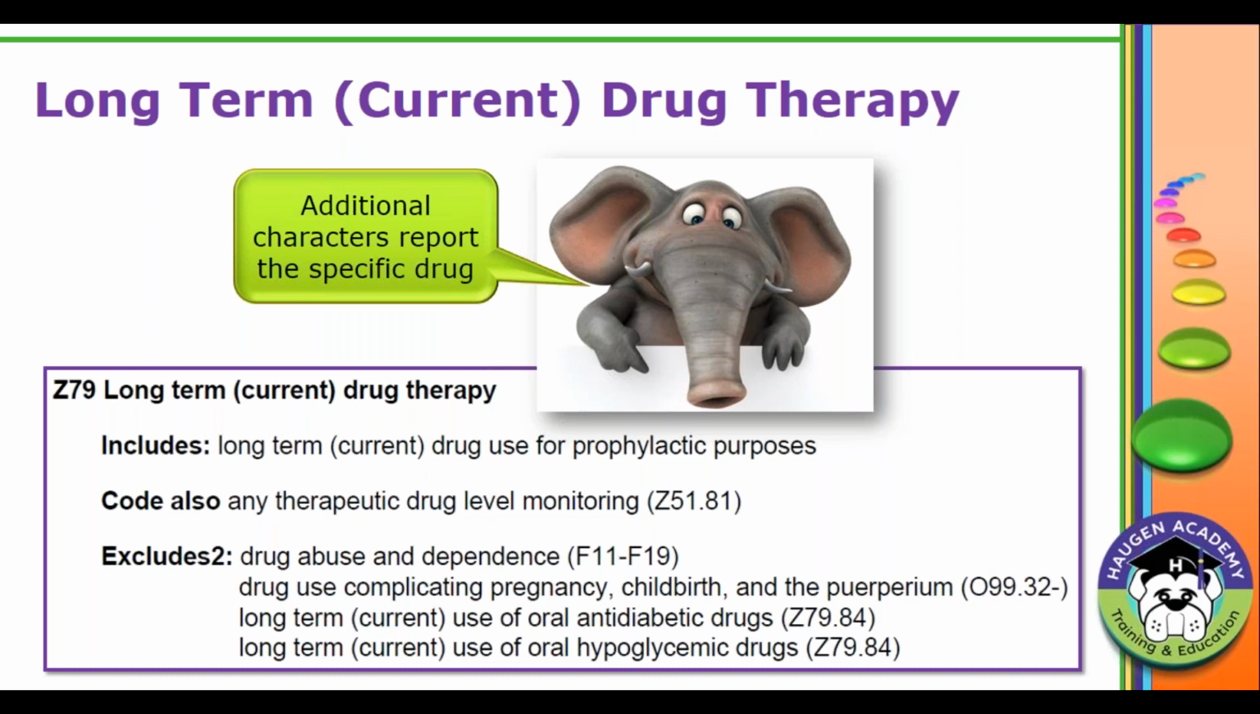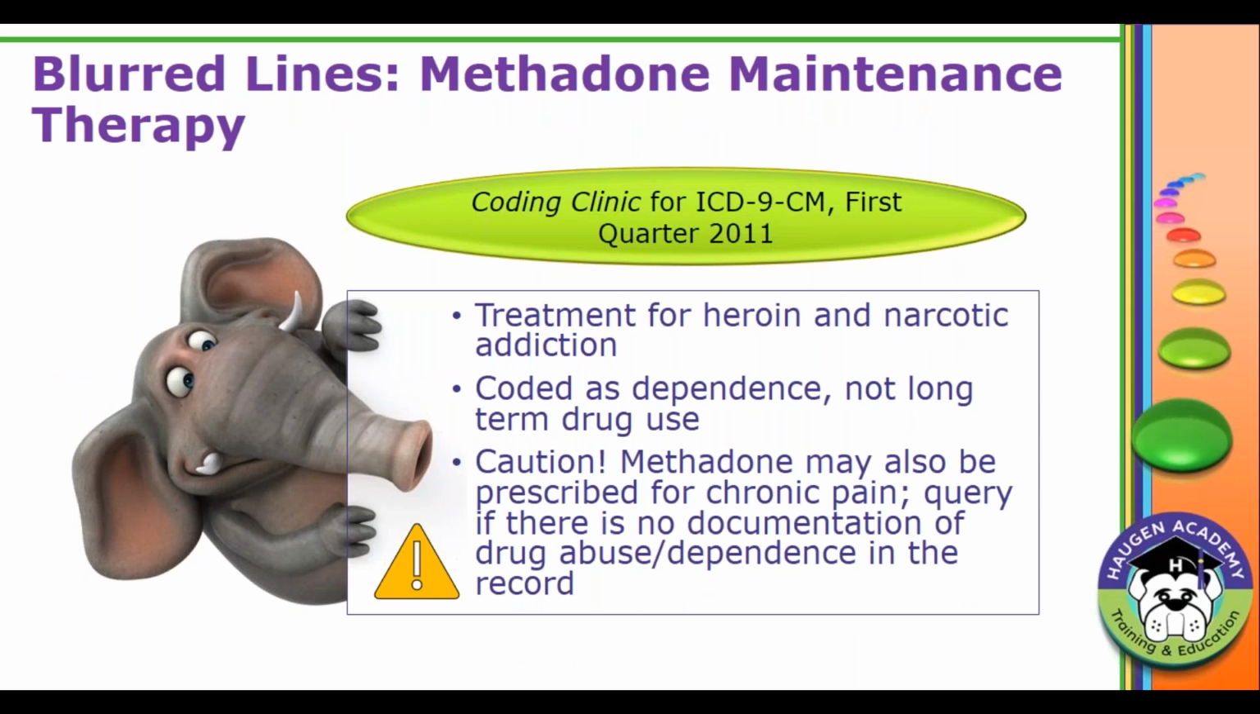The other thing that I'll point out here is there is an Excludes note that says that you can use the codes for long-term drug therapy in addition to your drug abuse and dependence codes. And that's going to become apparent on our next slide as we talk about methadone maintenance therapy. This is an old Coding Clinic article. I dug this one up out of ICD-9. The concept, I think, is similar and translates over to ICD-10.